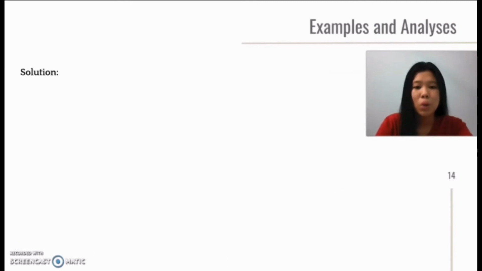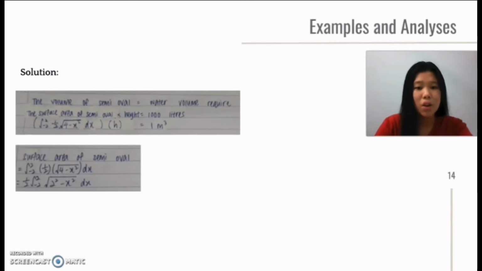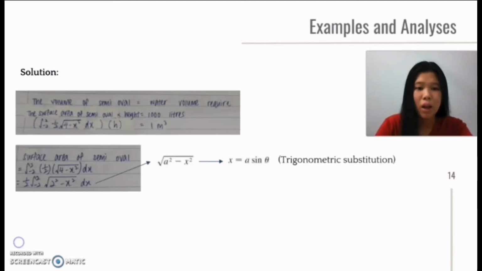First, we know that the water volume is equal to the volume of the pond, which also equals the surface area of the semi-oval multiplied by the height. 1000 liters is converted to 1 meter cube. To get the surface area of the semi-oval, we must identify the area under the curve. So we get this. In the surface area of the semi-oval, we can notice that this function is similar to this form. Then the trigonometric substitution method is used.